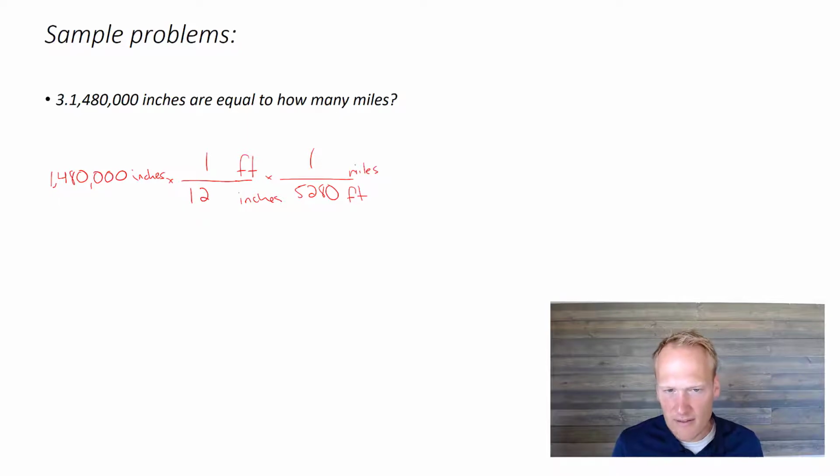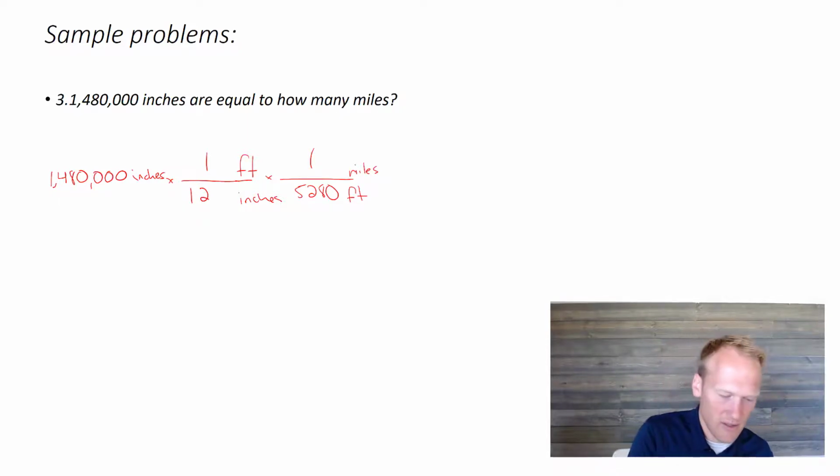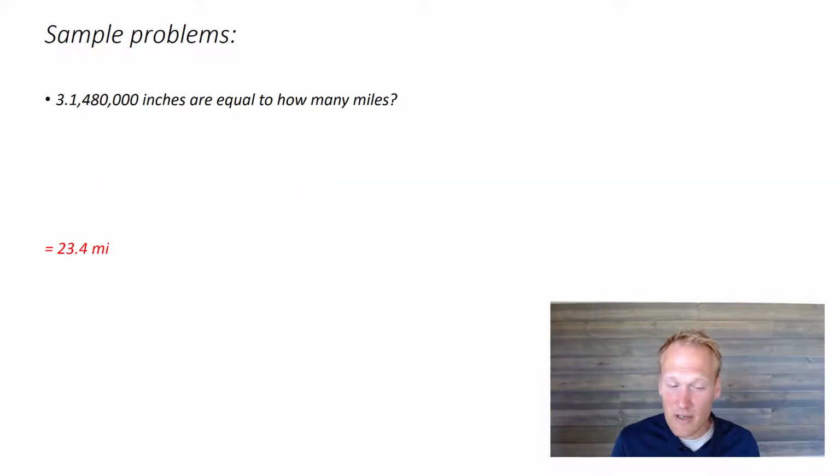The way we would type this in: 1.48 million divided by 12 divided by 5,280. And you should get 23.4, which is 3 sig figs, just like our answer we started with.